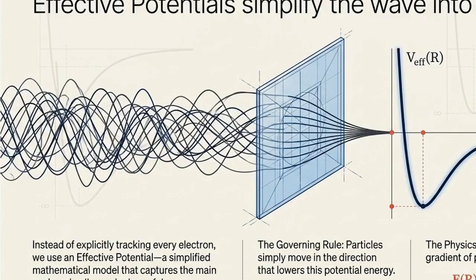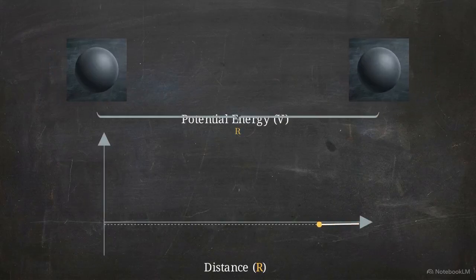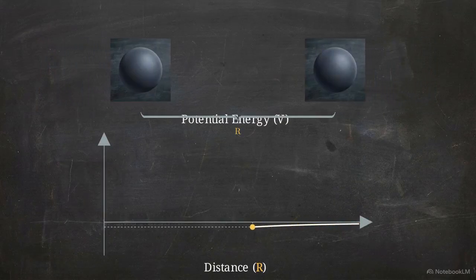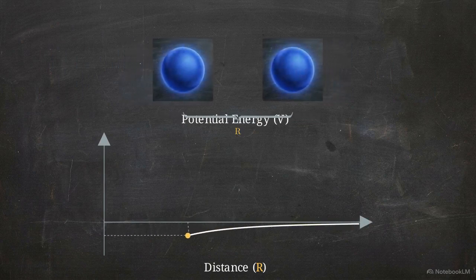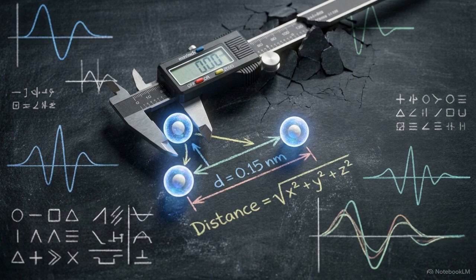This diagram shows how we solve the problem. Instead of trying to track the entire chaotic quantum wave of every electron, we simplify the wave into a single classical curve. That resulting curve is called an effective potential. An effective potential is a mathematical model that summarizes the total push and pull between molecules into one useful energy curve, based entirely on the physical distance between them.